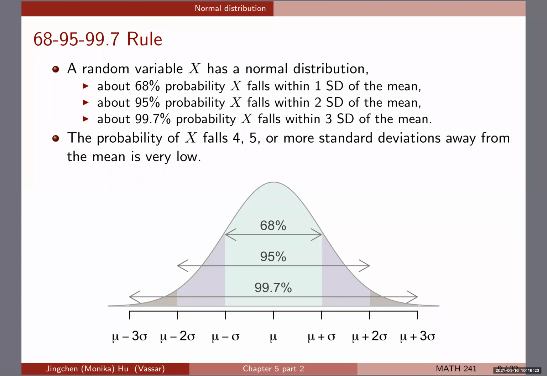Now we're moving to more properties of a normal distribution. Once we cover those, we're ready to do certain calculations about the normal distribution, answering questions in real life. First of all, there's the 68, 95, and 99.7 rule.